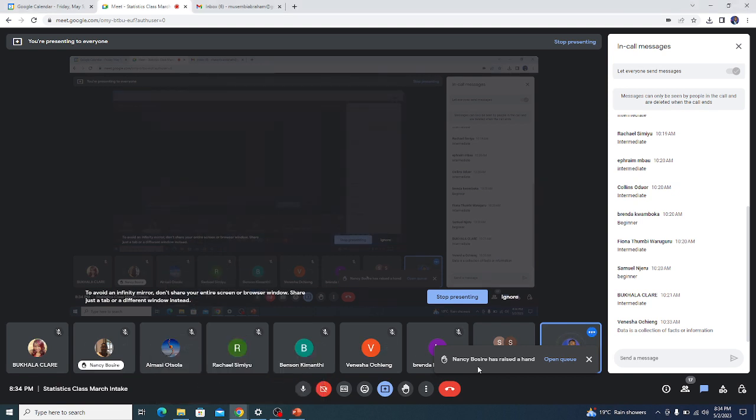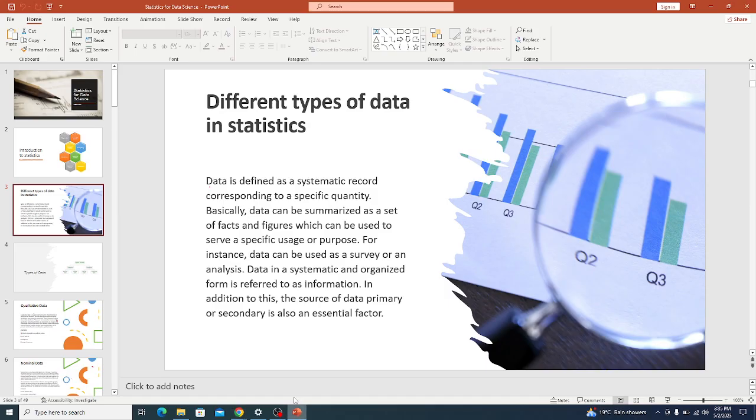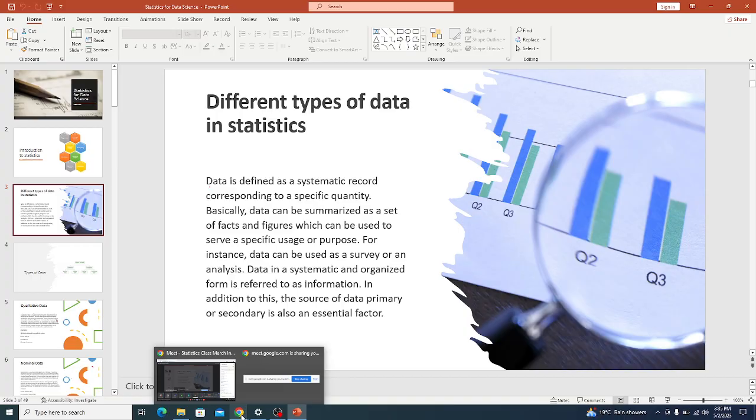Okay, yes, Nancy. Just a trial, that data would be like numbers, items, figures, ideas. Yes, of course they can be items, yes, they can be figures. Very correct. But let's say, raw figures.